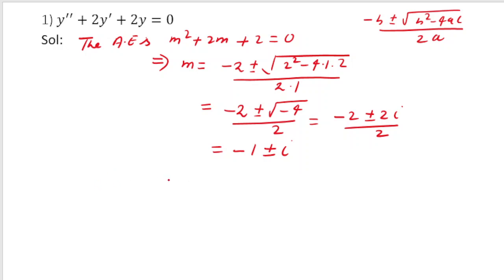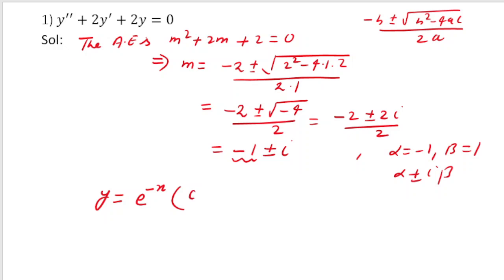So if I have to compare it, what is alpha here? Just for your convenience, alpha is minus 1, and what is beta? Beta is 1, the coefficient of i, as we are comparing this with alpha plus minus i beta. So in place of alpha we have minus 1, in place of beta we have 1. So what will be the general solution? The general solution will be e to the power alpha x, that is e to the power minus x, and c1 cos beta x, so beta is also 1, so c1 cos x plus c2 sin x.